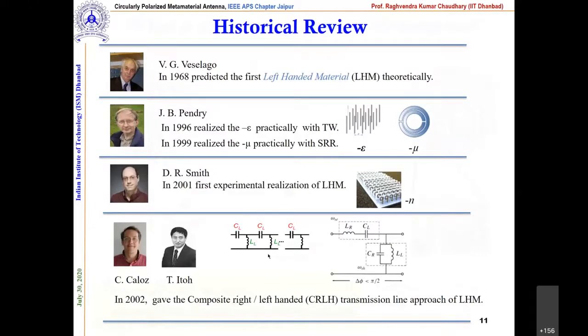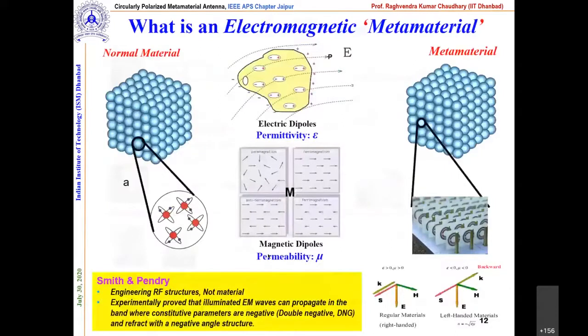So what is a metamaterial? Like here, the normal material you can say is an atom: electron, neutron, nucleus, and all those things. This is the concept, particularly. And when we are thinking about permittivity and permeability, it is coming from the electric dipoles and the magnetic dipoles.